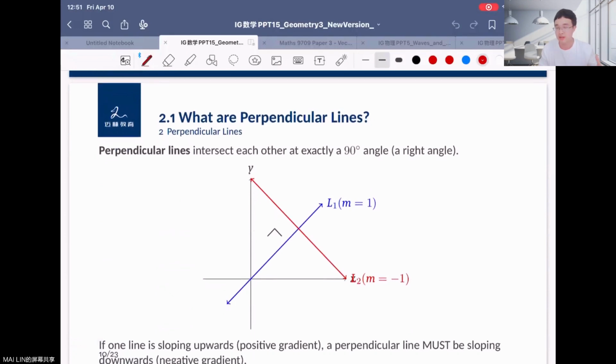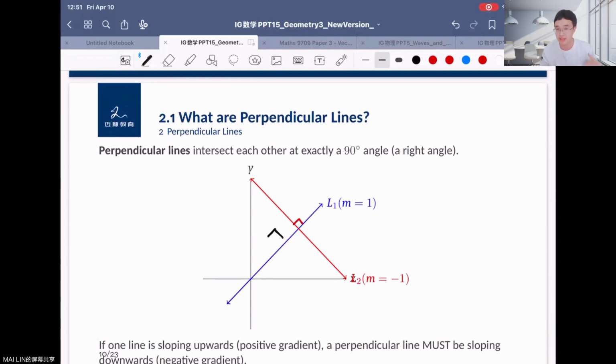Here you can find in the slide there's a graph about perpendicular lines. You can find the red line and the blue line, maybe L1 and L2, they're perpendicular. They intersect, and the angle at the intersection is 90 degrees. We can also use this symbol to represent perpendicular lines.